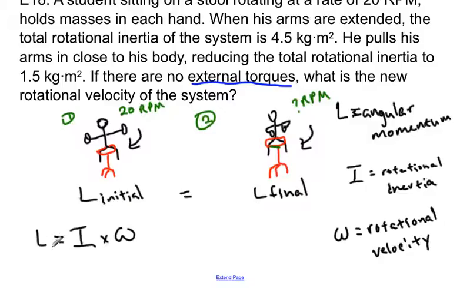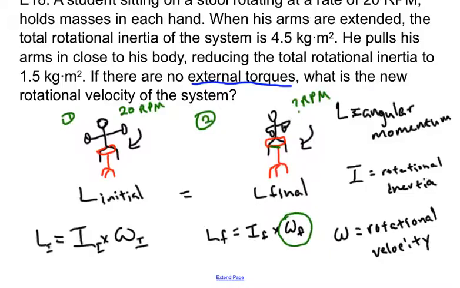So this momentum initial is equal to your initial inertia and your initial rotational velocity. The L final, your final momentum, is equal to your final inertia times your final rotational velocity. This is the thing we're wanting. We want this right here.